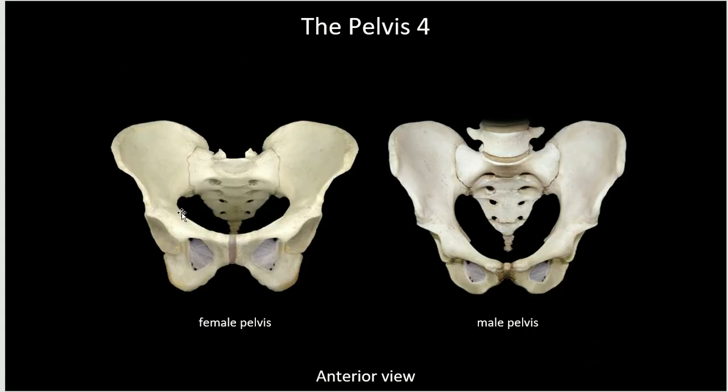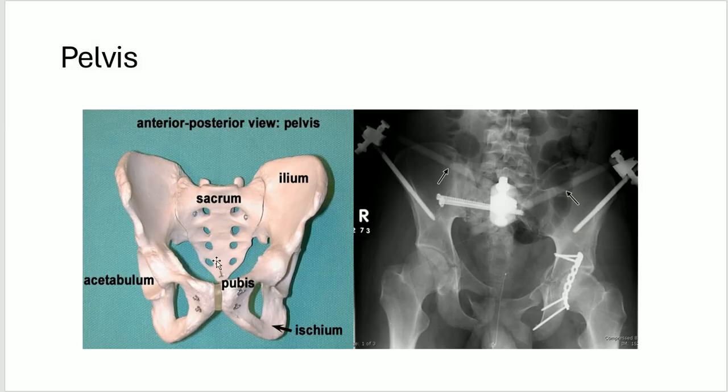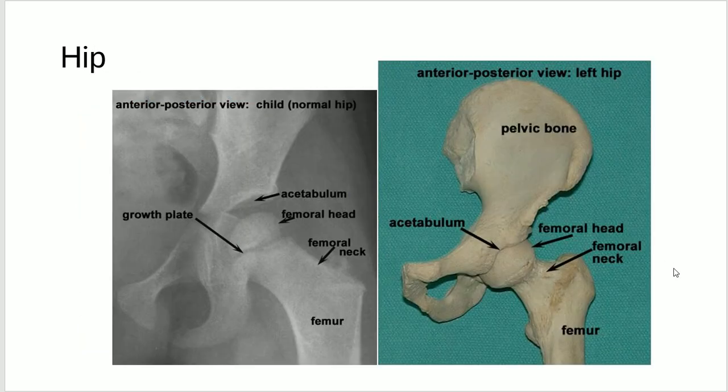All right, female pelvis, you can see how it's more oval-like. Male pelvis, you can see how it's more heart-shaped. Okay, sacrum right there, pubis right there. Acetabula are those sockets. Ischium's right there, ilium's right there. Acetabula, that socket, that's where the femur attaches, right there. Femoral head, femoral neck, and the femur. Here's our pelvic bone.